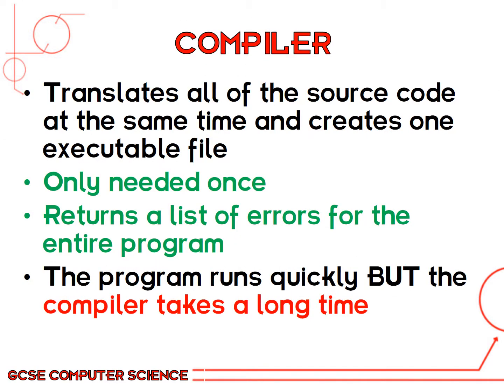A compiler translates all of the source code at the same time and creates one executable file. The best thing about a compiler is you only need to run it one time. It also returns a list of errors for the entire program. A compiler takes quite a long time to process all of the code, but once completed, the program usually runs quickly.